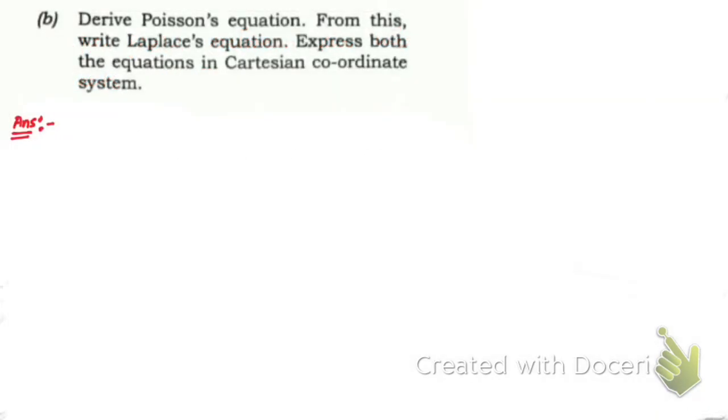So here is the next question. Derive Poisson's equation from this. Write the Laplace equation, and we have to write these two equations in the Cartesian coordinate system, right? We know that the electric field is the negative gradient of the potential.